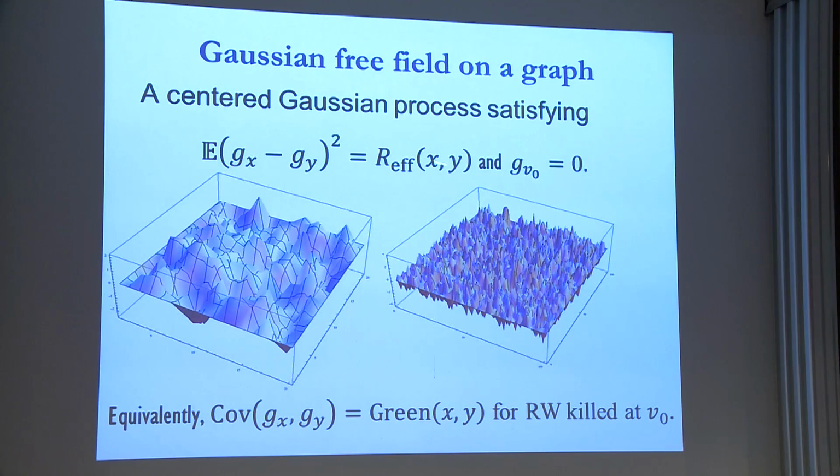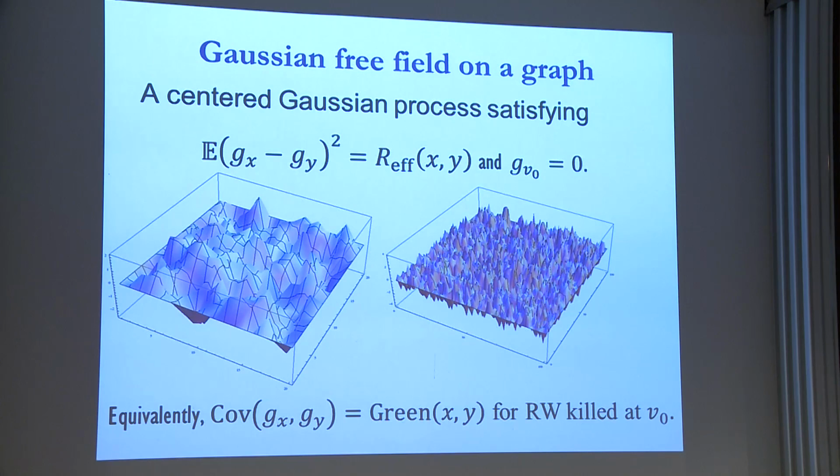Equivalently, if you're used to describing a Gaussian process via its covariance kernel, the covariance of the two variables g_x and g_y is the Green function from x to y for random walk killed at some specific vertex v_0. This just means I start the random walk at x, and look at the expected number of visits to y with killing at v_0, normalized by the degree of y. This Green function is a positive definite symmetric function, and so it's a covariance kernel. That's the Gaussian free field. Here are some pictures of what it looks like in a two-dimensional lattice.